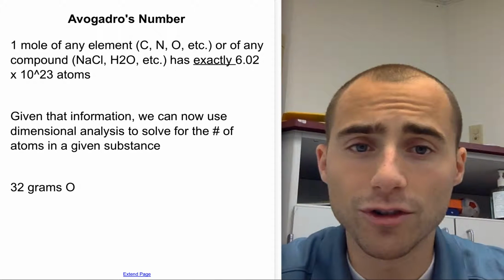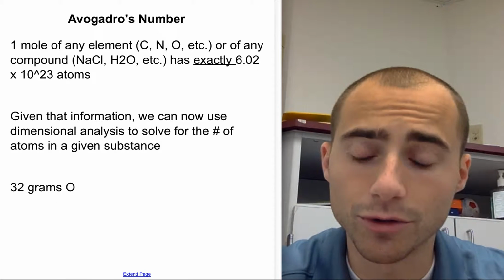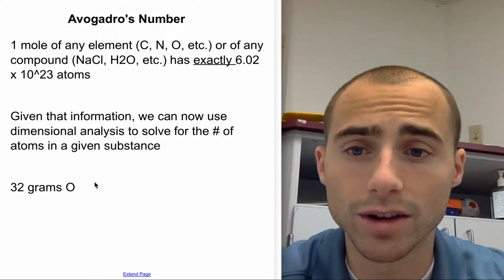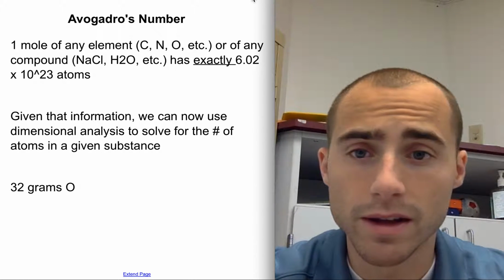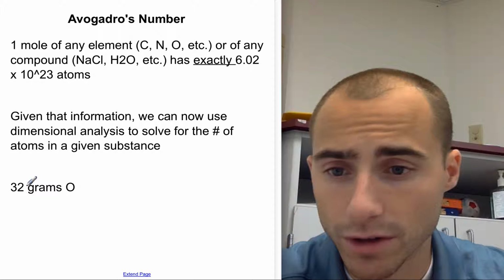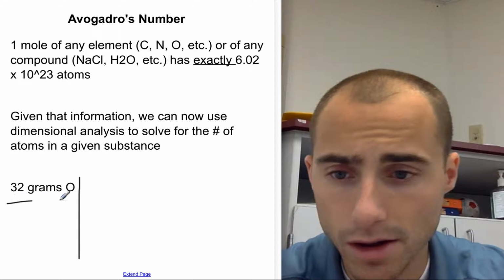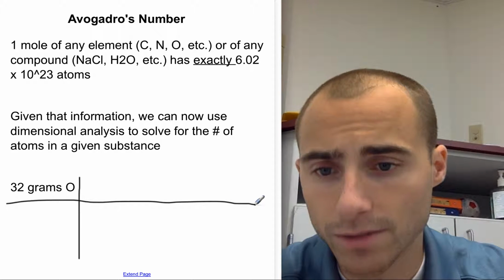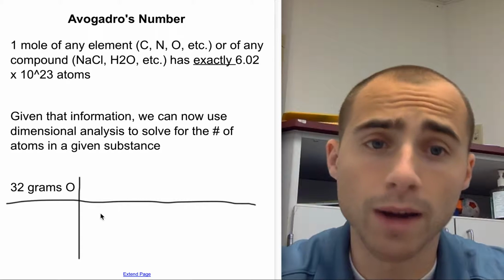So with that information, we should now be able to convert from grams. If I told you I had 32 grams of oxygen, we should be able to convert all the way to atoms. Now let's do an example right here. So I have 32 grams of oxygen. The first thing I do is set up my picket fence: 32 grams oxygen.